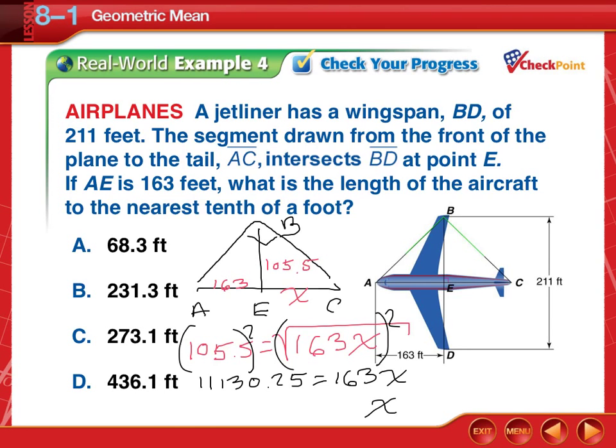If I divide both sides by 163, I get roughly 68.3 feet. So x here is 68.3 feet, and I would need to add that to 163 to get the full length nose to tail, or segment AC, and that is roughly 231.3 feet long.